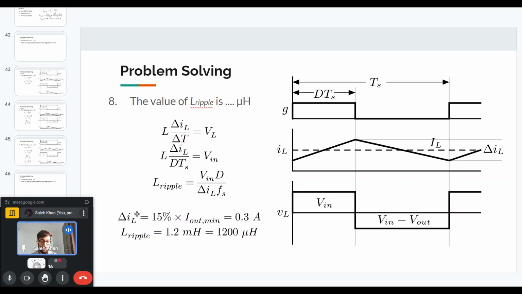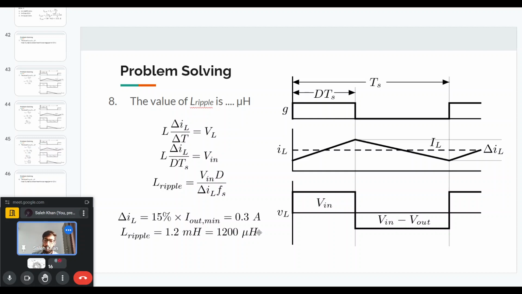And then if you substitute this value of delta I in the L ripple expression, you will get 1.2 millihenries. And since we are asked to write the value in microhenries, it will be 1200 microhenries. So the answer to this question is 1200 microhenry, which is the value of the inductance, the minimum inductance required to satisfy the ripple condition.